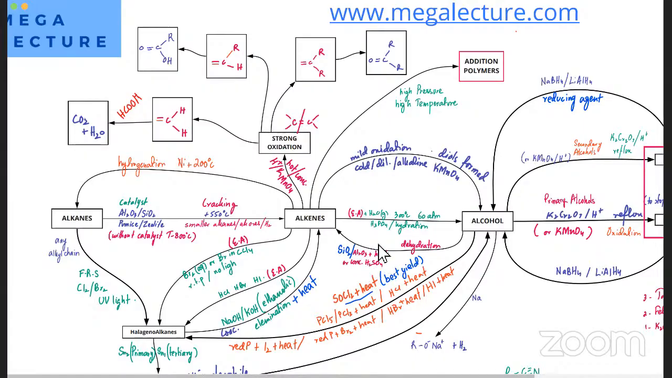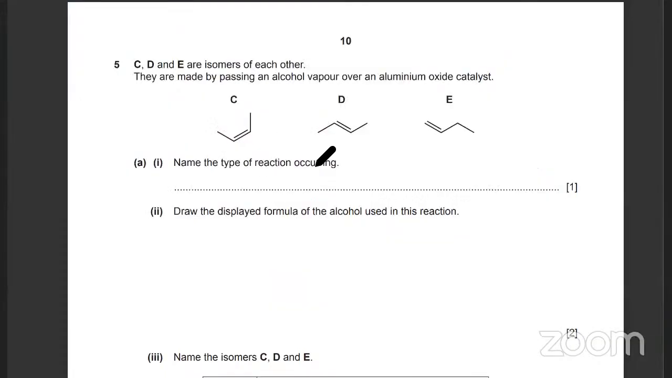Al2O3 plus heat is also used somewhere else as well, and that is cracking. Al2O3 and heat is also used for cracking. It's also used for forming alkenes, and for dehydration as well. So name the type of reaction, that's the first thing. What's the type of reaction that's happening in this case? Dehydration. Yeah, that's obviously dehydration.